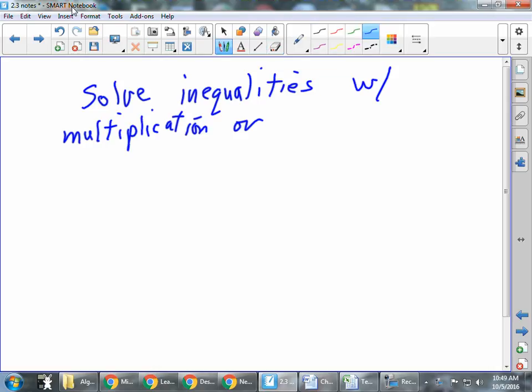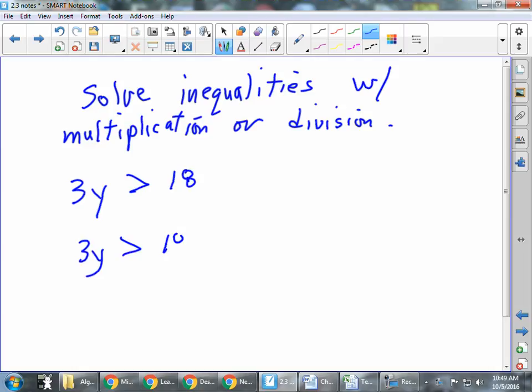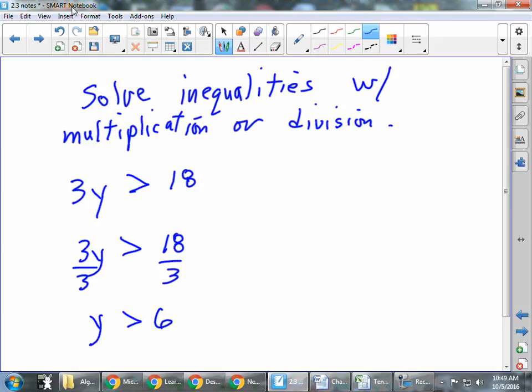Okay, solve inequalities with multiplication or division. These are tricky. If we have basic ones like we've been doing, like 3y greater than 18, no problem. What would step 2 be? Yeah, you divide both sides by 3 and you get y greater than 6, just like we've all been doing. No problem. Questions on that part? Okay. That one is totally normal.